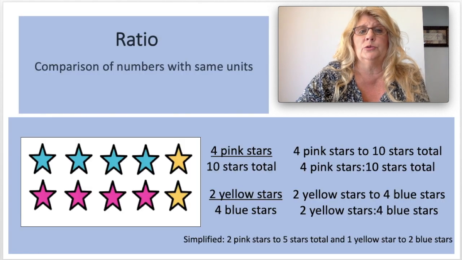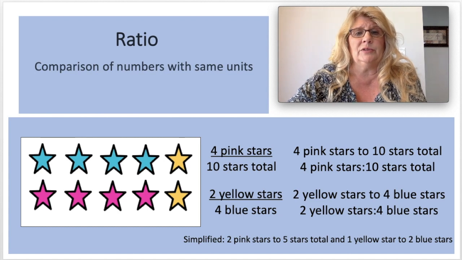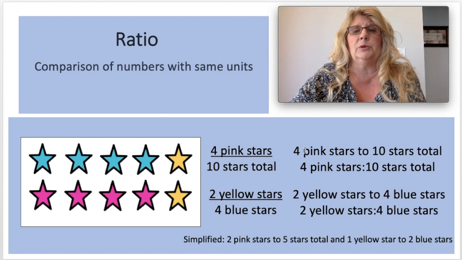Our vocabulary includes ratios, a comparison of numbers with same units. So here we have 10 stars. We have 4 pink stars compared to 10 stars total. It can be written 4 pink stars to 10 stars total, or 4 pink stars with a colon to 10 stars total. I personally prefer writing it as a fraction because that reminds me to simplify. So 4 over 10 simplifies to 2 pink stars to 5 stars total. 2 yellow stars and 4 blue stars simplifies to 1 yellow star to 2 blue stars.